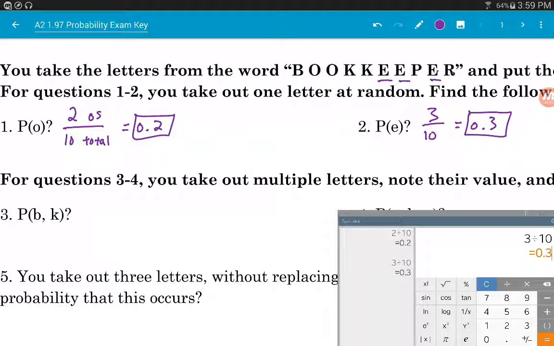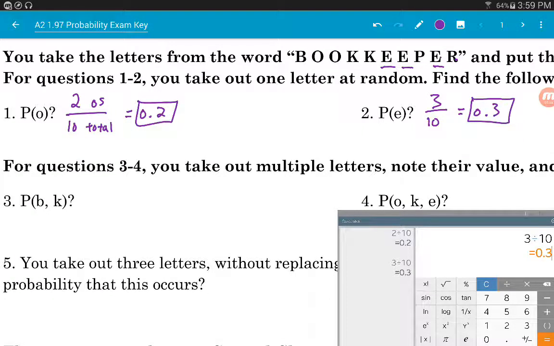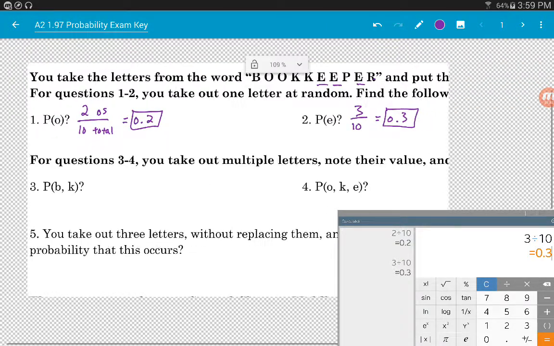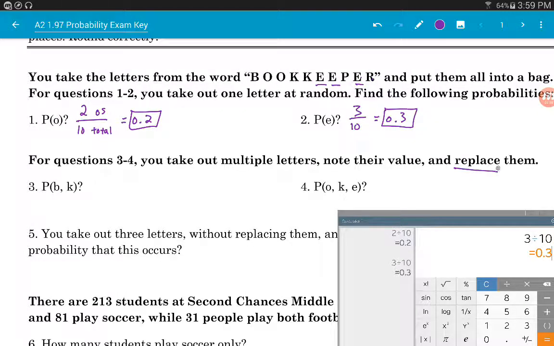Each question stands on its own, so I didn't take out the O and then move on to number 2, right? I start off with the full word every time. For questions 3 through 4, you take out multiple letters, note their value, and replace them. So I'm putting them back after I take one out.